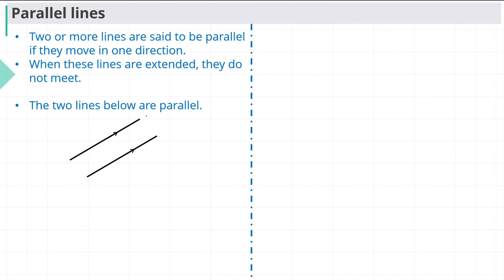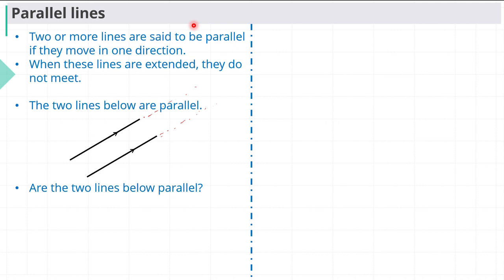So we see in the diagram below that when these two lines are extended, they never meet because they move in one same direction. In mathematics, we use arrows to indicate that those two lines are parallel.